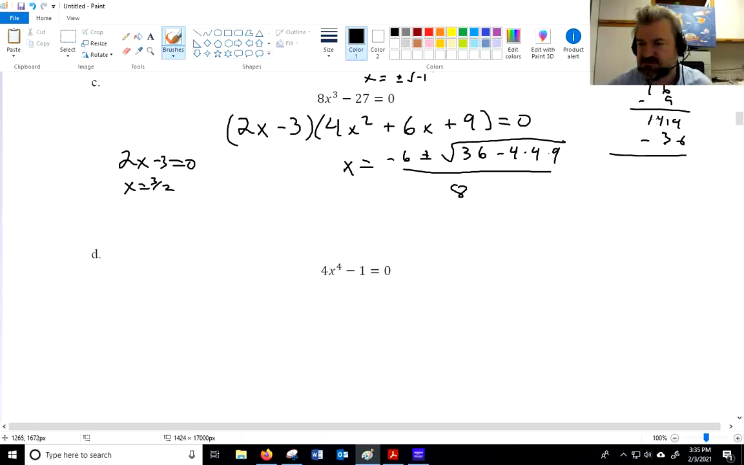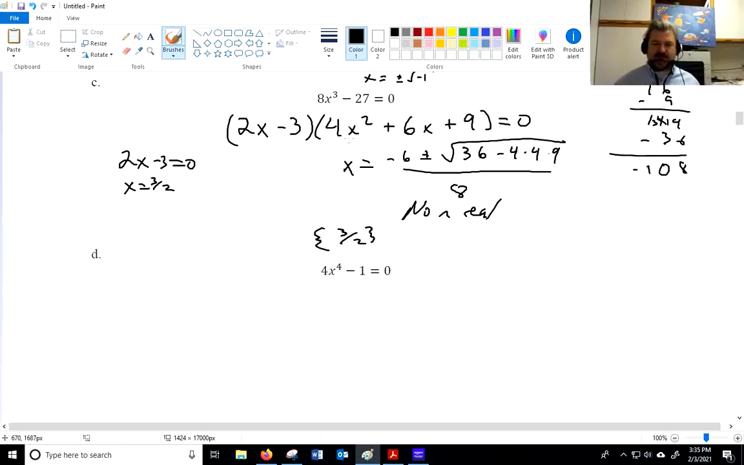I think that's going to be like a 10, looks like 108. But it's negative because I'm subtracting a big number from a small one. So this is non-real as well. So 3 over 2 is our only real solution.